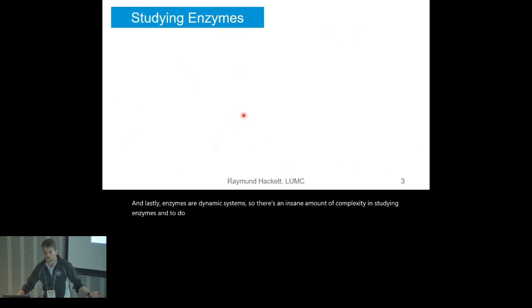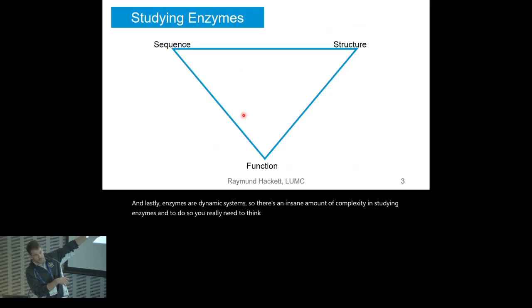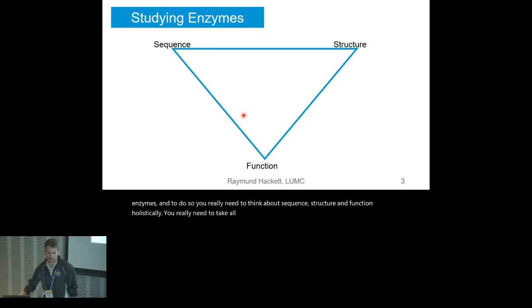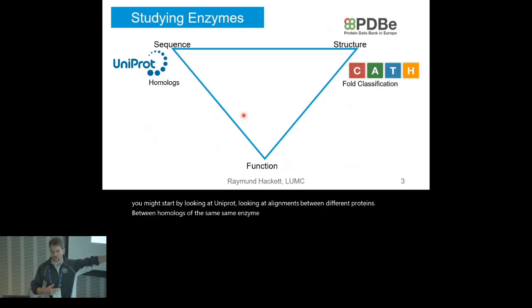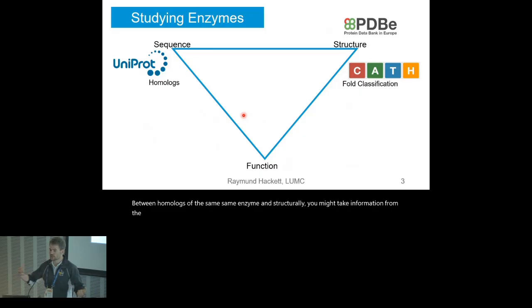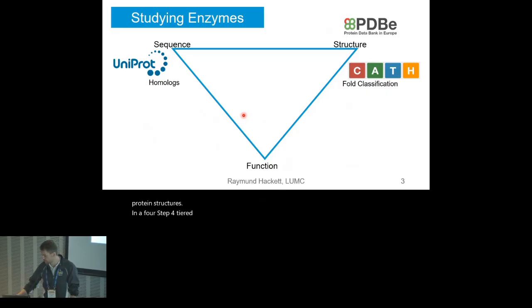And to do so, you really need to think about sequence, structure, and function holistically. You really need to take all three into account. And if you just look at sequence itself, you might start by looking at UniProt, looking at alignments between different proteins, between homologs of the same enzyme. And structurally, you might take information from the PDB or try and classify folds by the CATH system, a hierarchical system that tries to arrange protein structures in a four-tiered hierarchy.